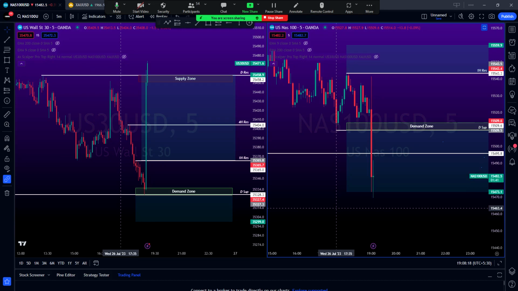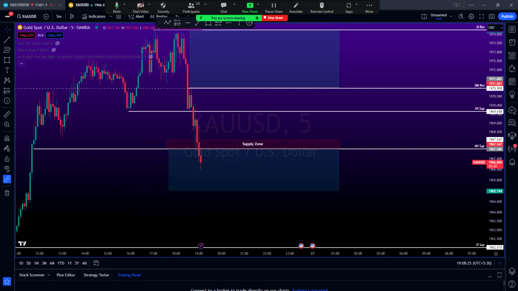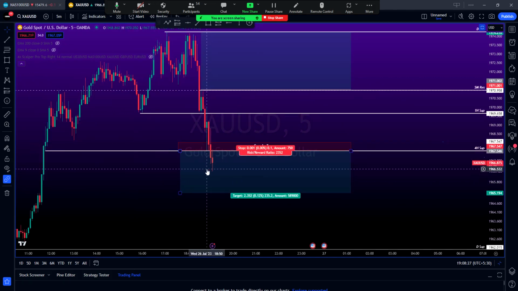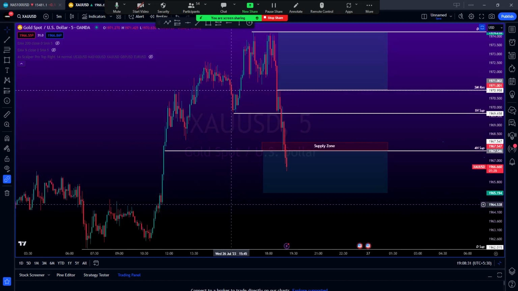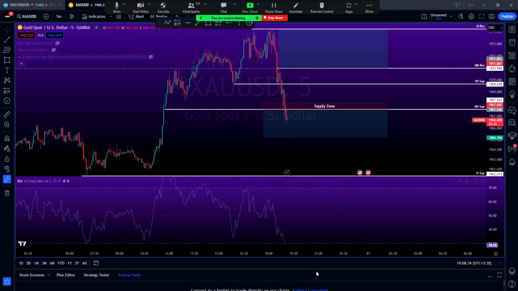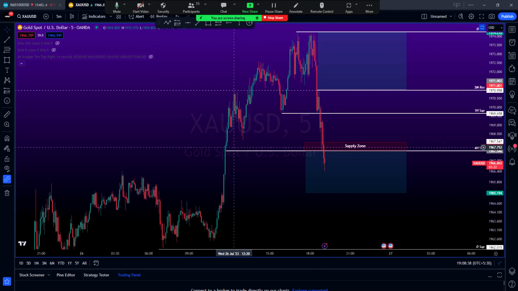Boom! Who caught that with me? Who caught anything from here? Look at US 30. We're still pushing higher. Lovely, lovely move. Gold, a little choppy right now. I'm not seeing the momentum on gold to really push down. But if we happen to break that, boom, we're falling, we're hitting TP, and potentially coming down to this region as well. Okay.